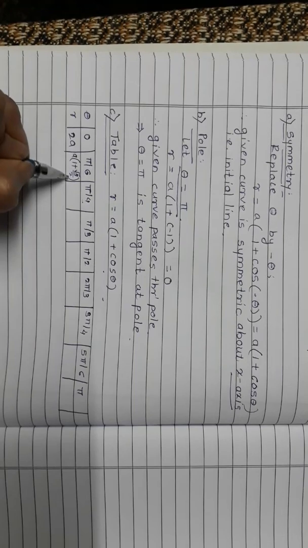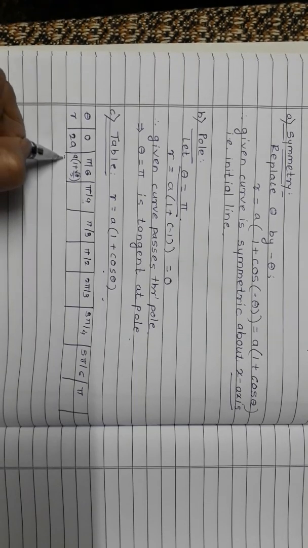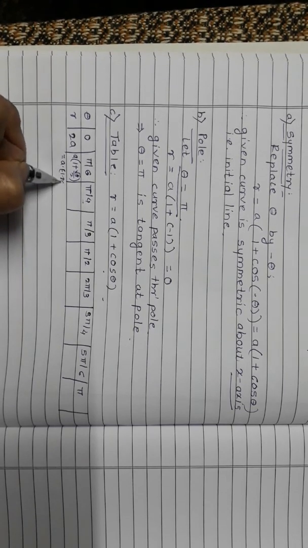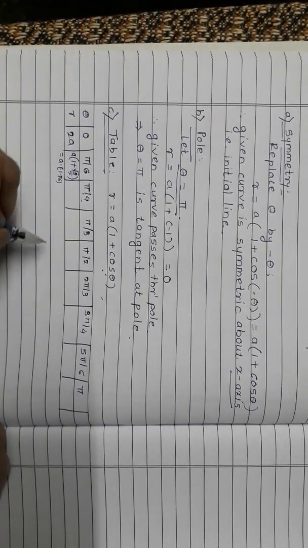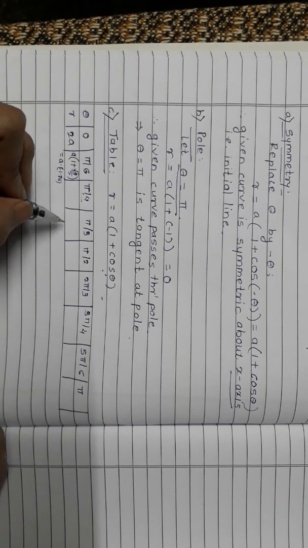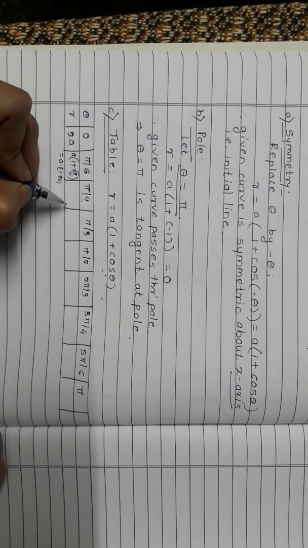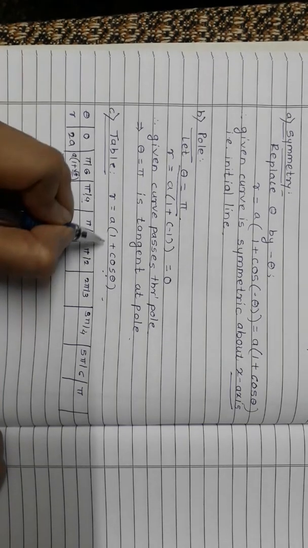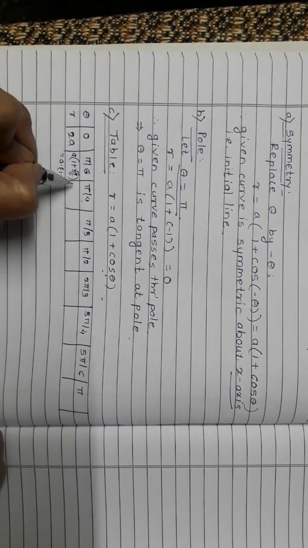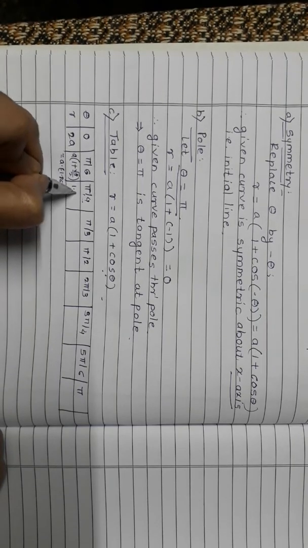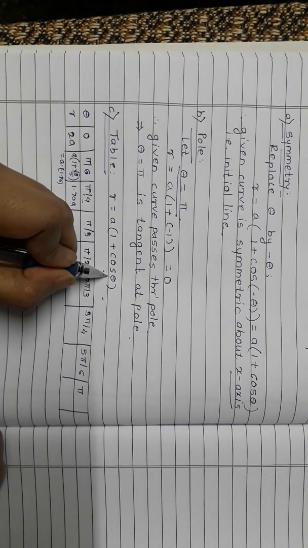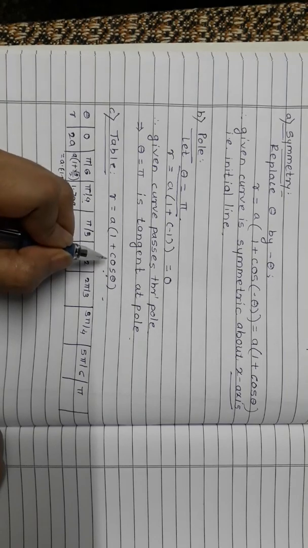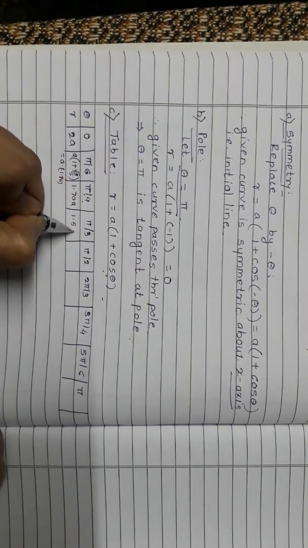So root 3 by 2 is nearly 0.86. So this value is 1.86 times a, right? So when you substitute pi by 4 here, what do you get? It is 1 by root 2. 1 by root 2 is nearly 0.70. So 1 plus 0.70, I'll directly write down the value as 1.70a. When you substitute pi by 3, cos pi by 3 is 0.5. So 1 plus 0.5 is 1.5. So this is 1.5 into a.